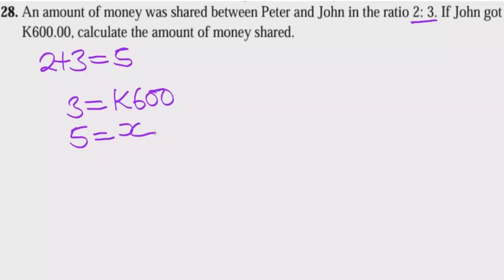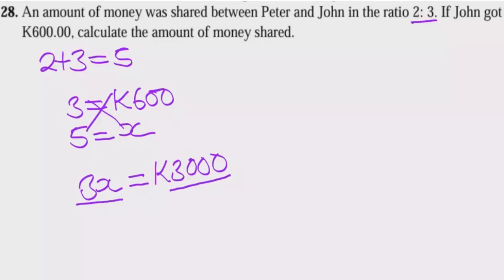So what we do here, we cross multiply. Then we say 3 times x will give us 3x, which is equal to 5 times 600 kwacha will give us 3,000 kwacha. Okay, then what we do now here is we divide both sides by 3. Why? Because we want to remain with x on one side of the equal sign.